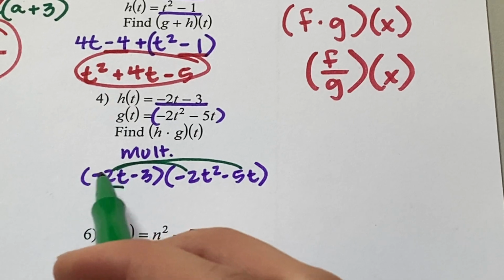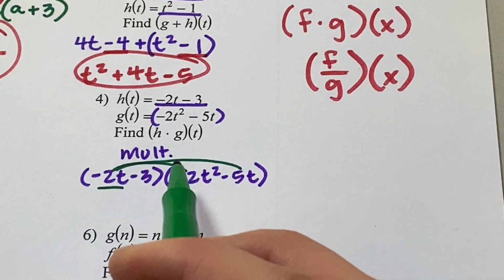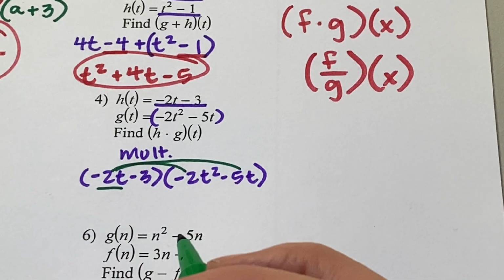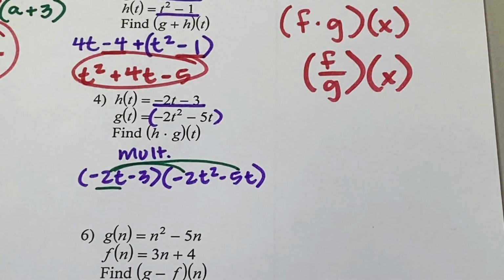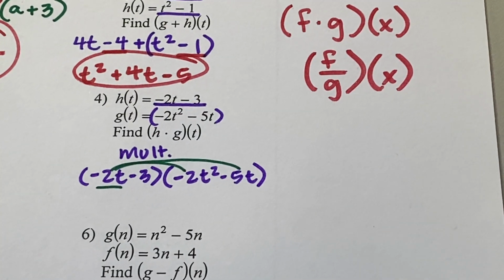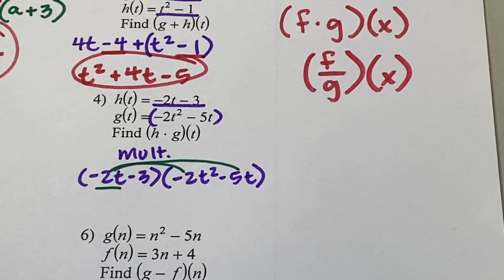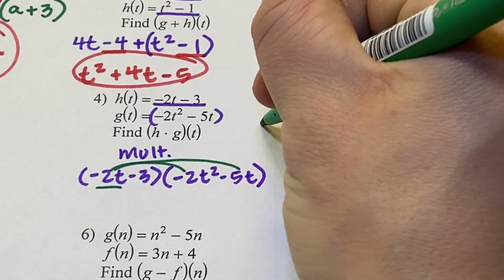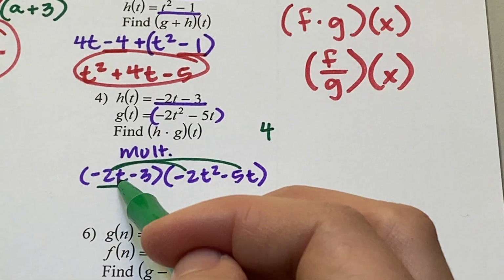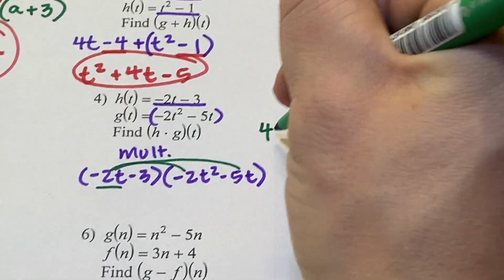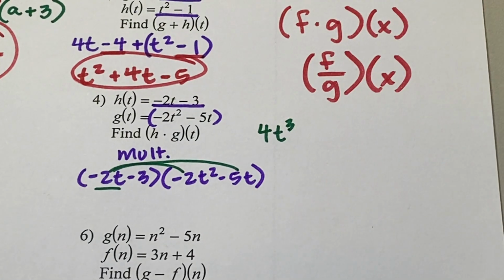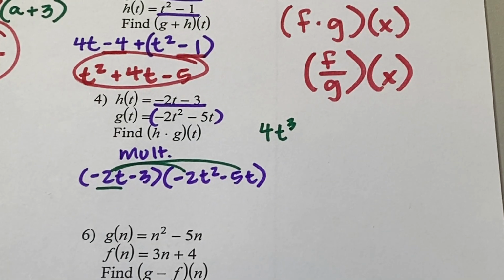What is negative 2t times negative 2t squared? What am I going to get there? Think negative 2 times negative 2 first. Negative times a negative is a positive, so down goes positive 4. And then I have t times t squared, so positive 4t cubed. Okay, that's just my first term.